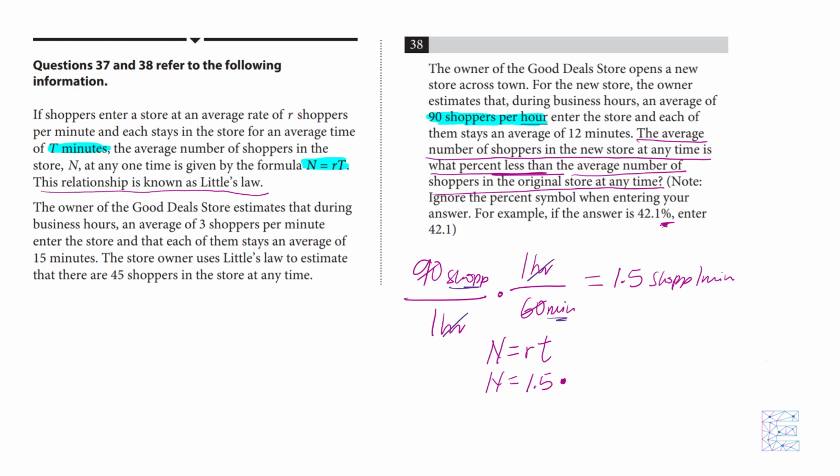Now, how long were these shoppers staying? An average of 12 minutes, it said. In the new store, an average of 12 minutes. So 1.5 times 12. So we know at the new store, this is 18. That's to say that there's an average of 18 shoppers in the store at any given moment. So that's for the new store. Now looking back at the old store, we were told that there was an average of 45 shoppers in the store at any time.